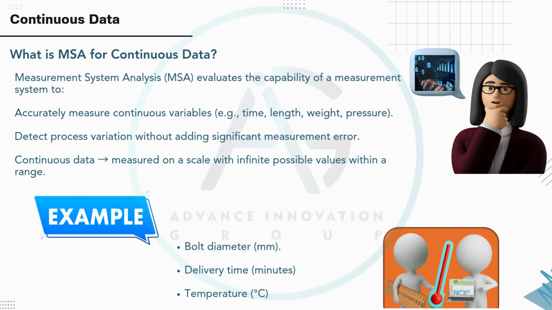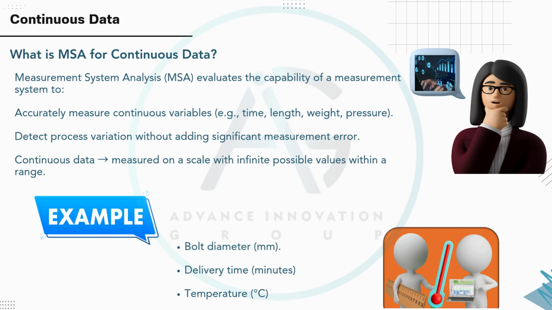MSA helps us evaluate whether our measurement system is capable of doing three key things. First, it must be able to accurately measure continuous variables. These include things like time, length, weight, or pressure, anything that can take on a wide range of values on a continuous scale. Second, it should be able to detect process variation, meaning it should help us see when a process changes or shifts. And finally, it must do all this without introducing too much measurement error.